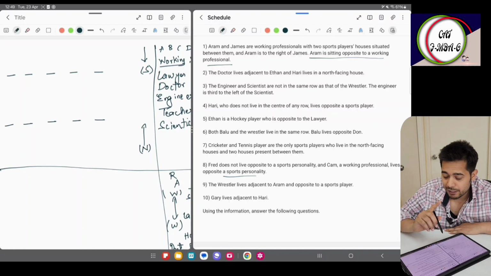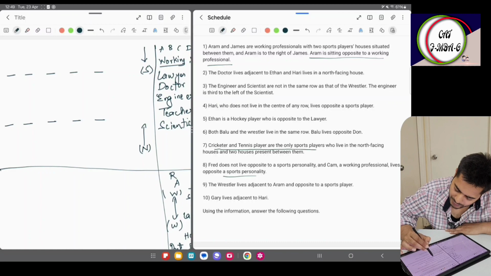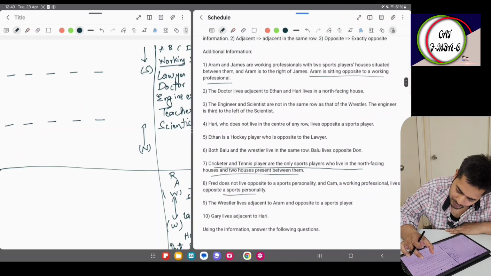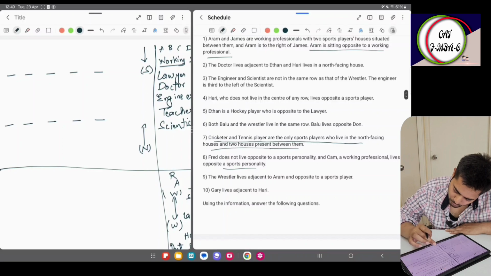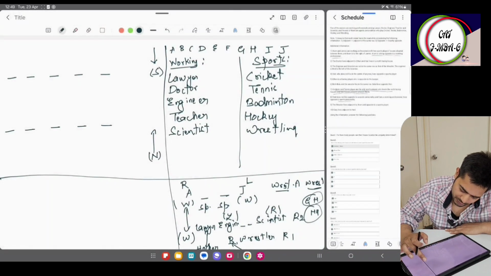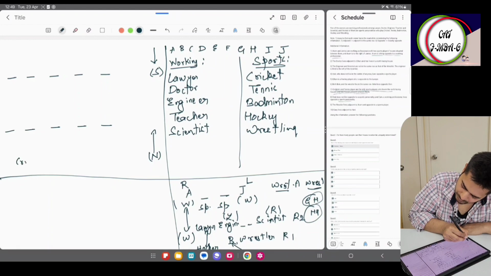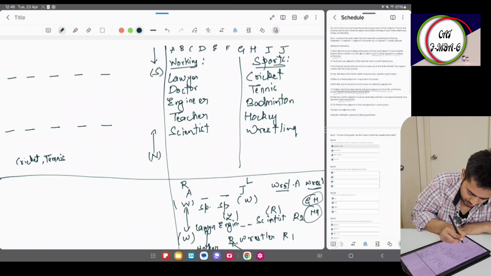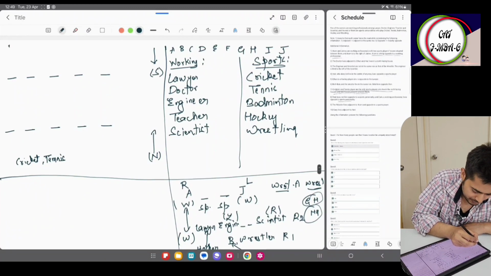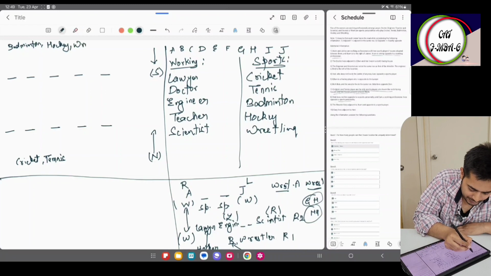Another 7 point I think I have missed. Cricket and tennis player are the only sports player who live in the north facing house, and two houses are present between them. Okay. So in north facing house, cricket and tennis are there, and these two are the only sports players. So other players like badminton, then hockey and wrestling, these are in the south facing house.